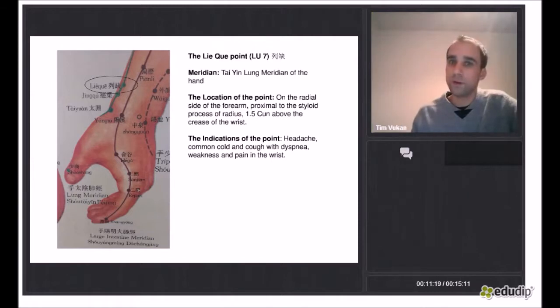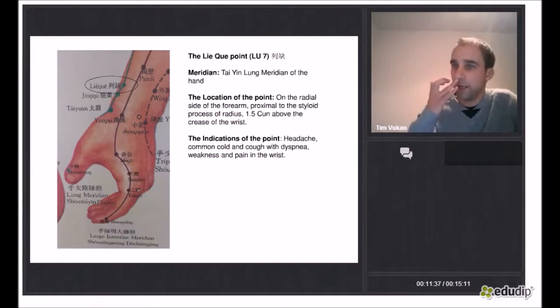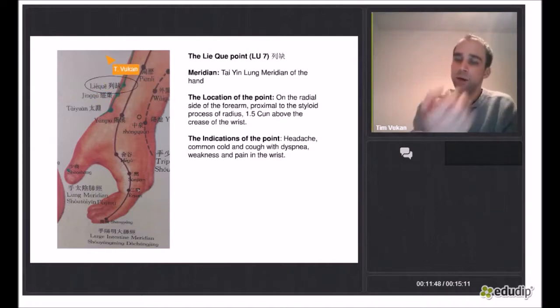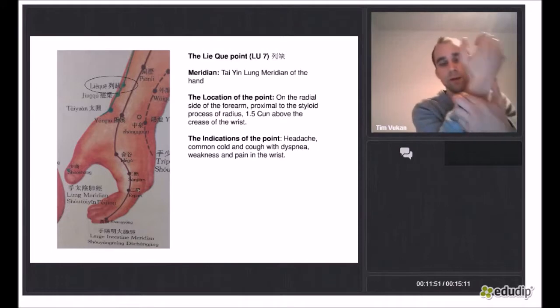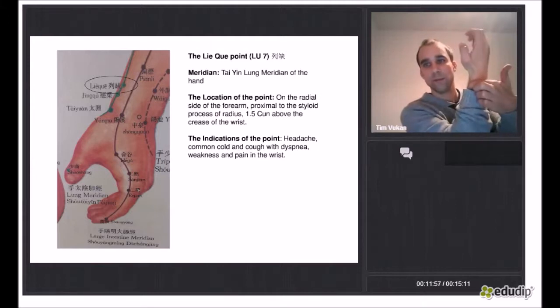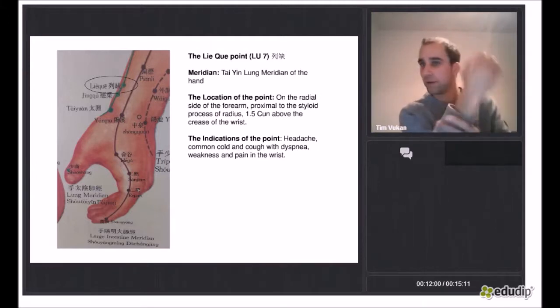The next point, called the Lieque point, is coming from the lung meridian, which is already giving us information that this point is able to treat headache, a common cold, as well as cough, and of course, because of its location, weakness and pain in the wrist. The location you can also find over here in that small circle. For those people who don't know how to find the point, it is in this position over here, where I have my finger on top of the arm.